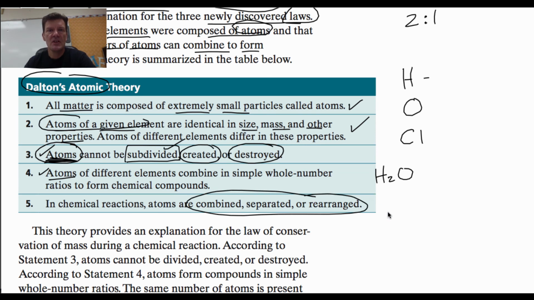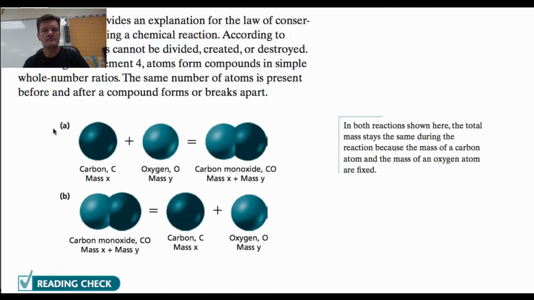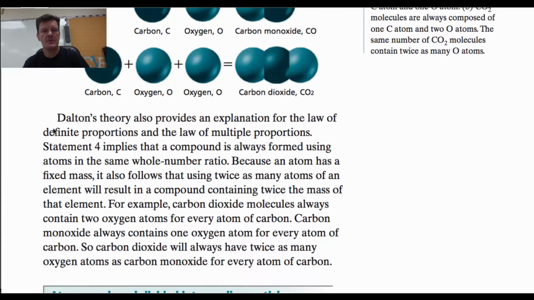So basically, during a chemical reaction, you have bonds that are broken apart, and then new bonds are formed, and as a result, something new is produced as compared to what was originally there. Okay? So this is definitely true. You need to know these 5 principles for Dalton's atomic theory. Okay.